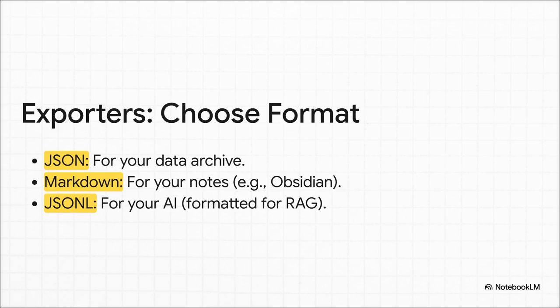You can save it as a standard JSON file for data analysis. You can export it as a nice, clean Markdown file, which is perfect for knowledge bases like Obsidian. Or, and this is very forward-looking, you can format it as JSON-L, which is specifically designed to feed unique data to an AI model for things like retrieval augmented generation.